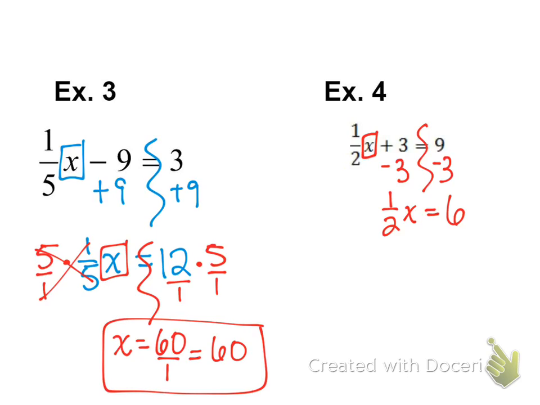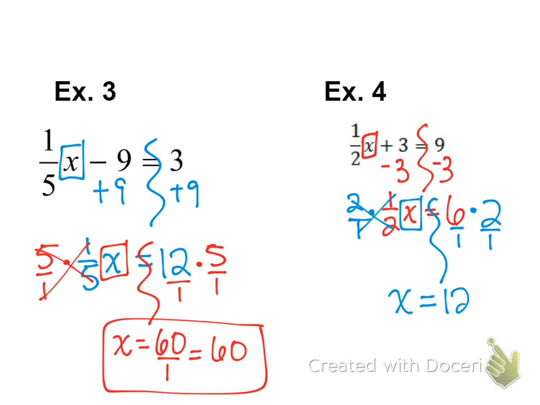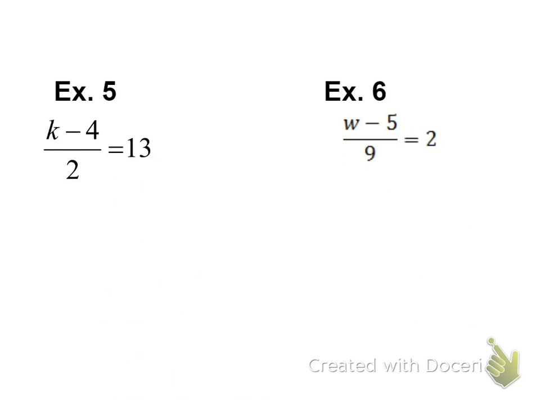Okay, still trying to get x alone. What do I do next? Multiply by the reciprocal. What's the reciprocal? 2 over 1, or just 2. You can put it over 1 if you want. Fractions cancel out, leaving me with x equals 12. Again, you can put it over the 1, but it's not necessary. All right, these types of problems tend to get a little tricky for some people, so I would pay special attention to them.